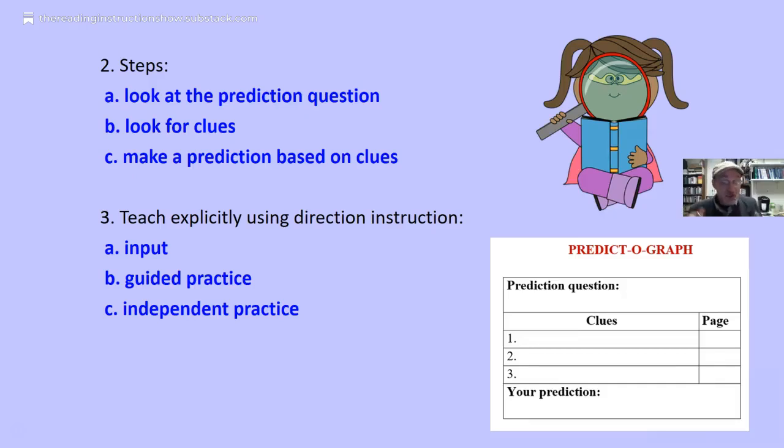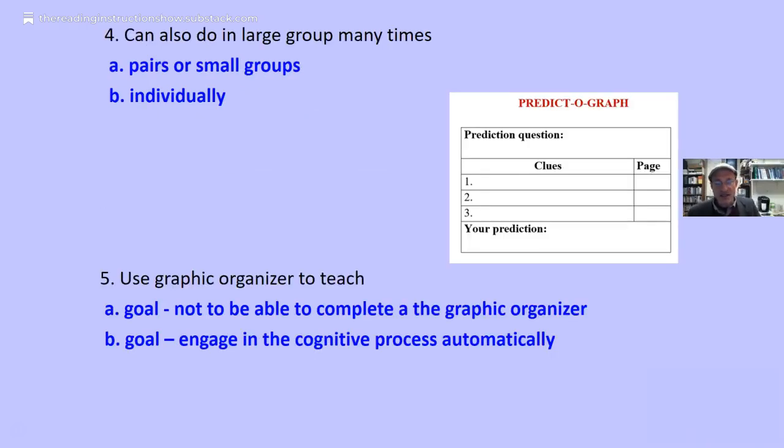Now, we teach this explicitly using direct instruction. We have input, guided practice, we do it together, and then students practice it individually. And we do not expect mastery of any skill with a singular encounter. Mastery occurs over time as they encounter the skill at higher levels and in different contexts.